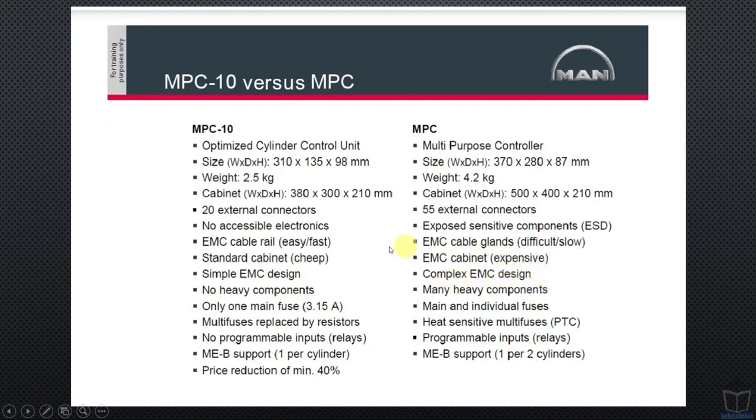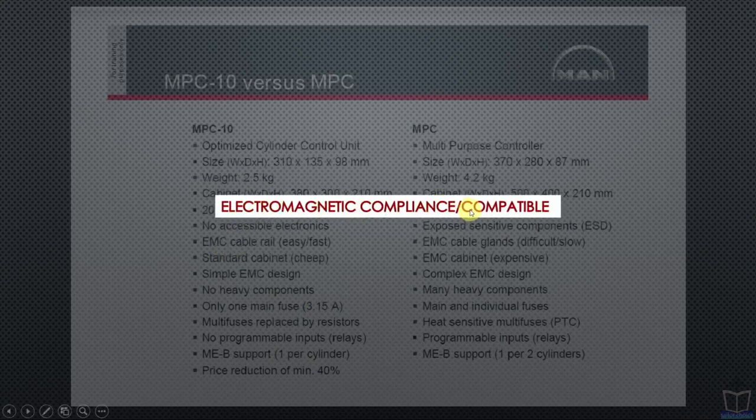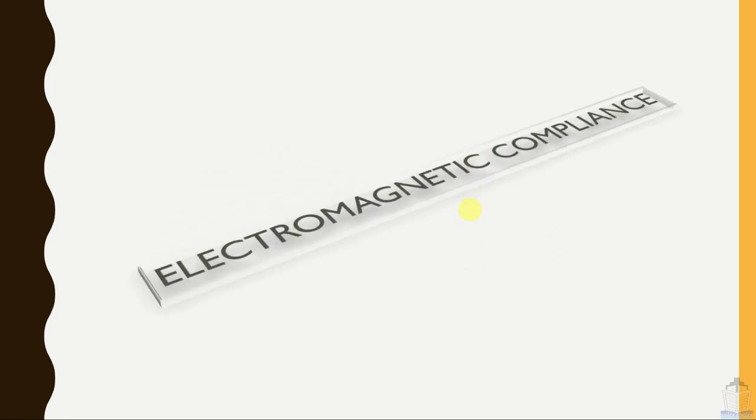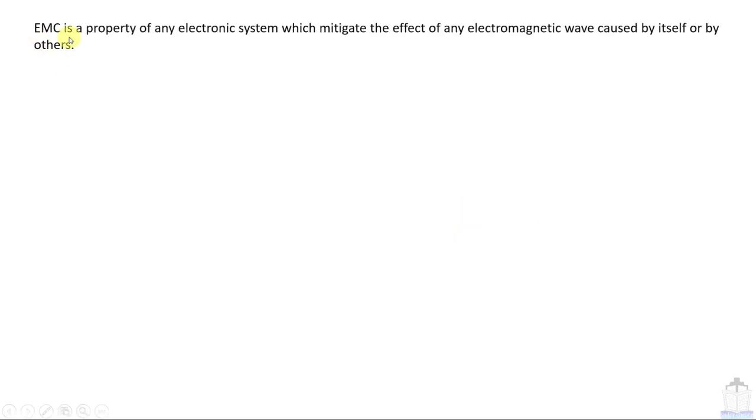Now you might be wondering what EMC is. So now I am going to explain EMC. EMC actually stands for electromagnetic compliance or compatibility. Now we will see the examples and definition of electromagnetic compliance. Electromagnetic compliance is a property of any electronic system which mitigates the effect of any electromagnetic wave caused by itself or by others. Basically it nullifies the effect of electromagnetic waves, which generate noise and ripples, the cause of electromagnetic interference.